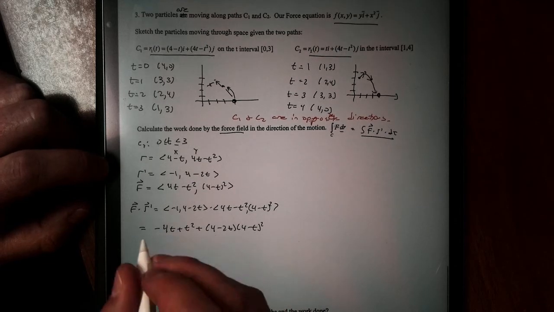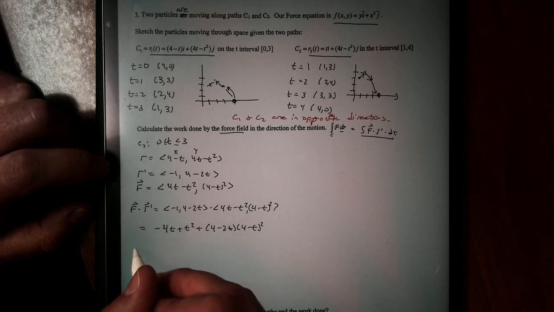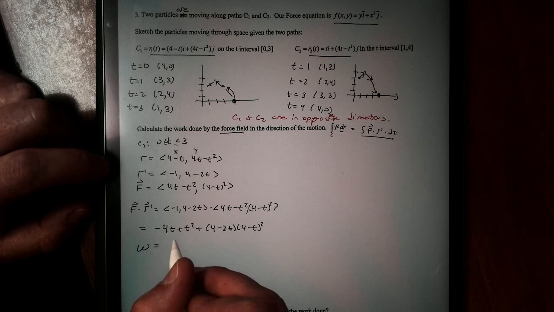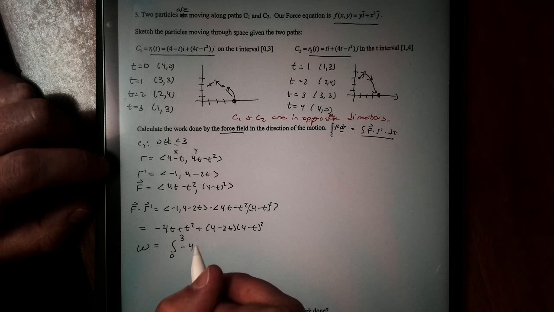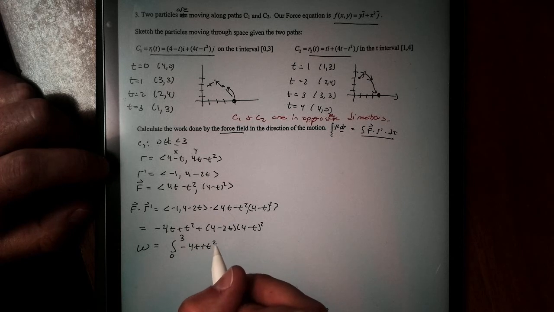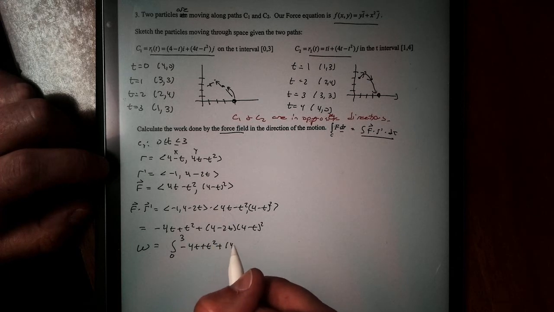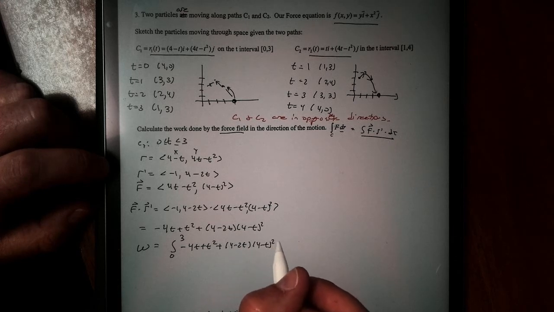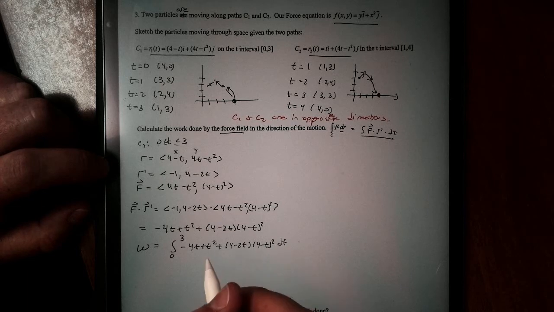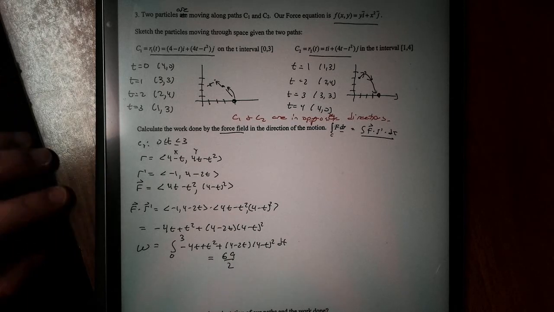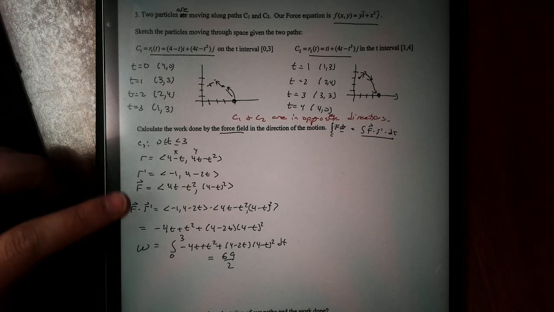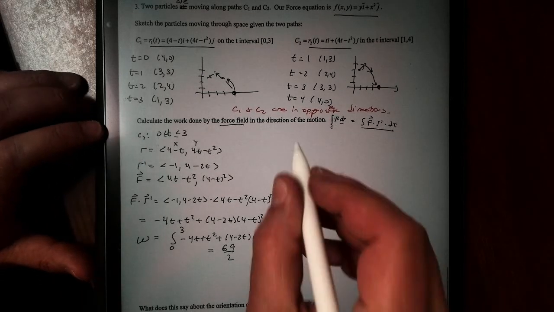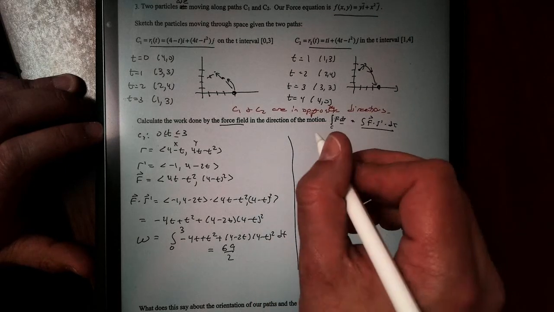And so our first work equation for path 1 would be the integral from 0 to 3 of negative 4t plus t squared plus 4 minus 2t, 4 minus t squared dt. And oh look, I typed that in my brain and I get 69 over 2. Look how good I am. And then we're going to do the same thing for the next path.